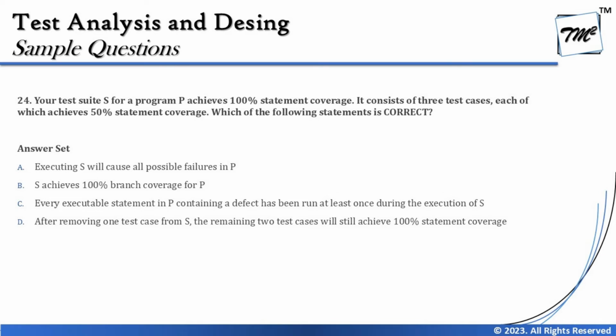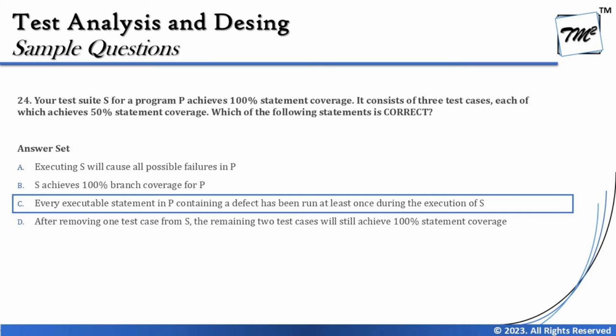And this is the level of justification you need to provide yourself before opting for a right answer. So to conclude, the right answer for this particular question is C. Every executable statement in P containing a defect, which is just a catch, has been run at least once during the execution of S.